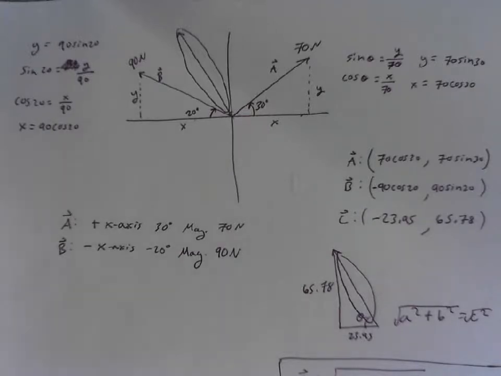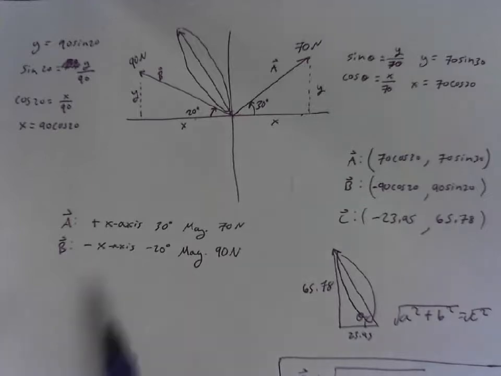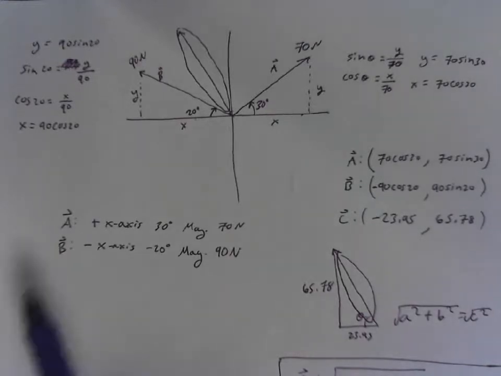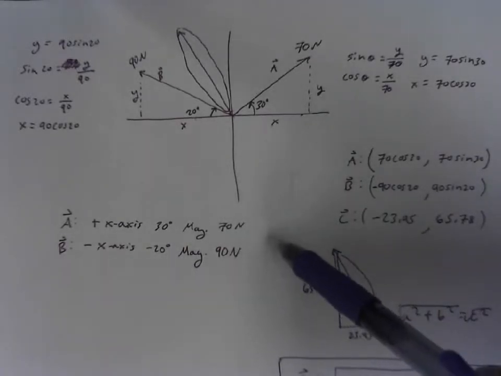Force tables originate around this idea of just how we check our answers for adding two vectors together. It's really a simple concept. So what we have here, at least in my class, is something kind of like this. We've got an A vector based off the positive x-axis at a 30-degree angle with the magnitude of 70 newtons, and then a B vector at a negative x-axis, negative 20 degrees at a magnitude of 90 newtons.